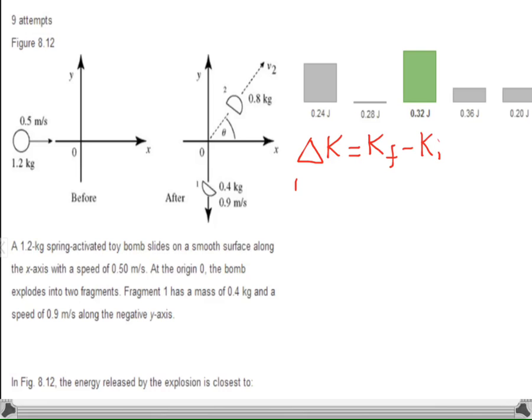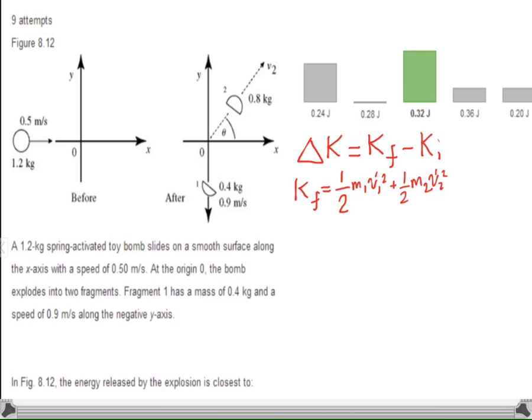What is Kf? Kf is equal to 1/2 m1 v1 prime squared plus 1/2 m2 v2 prime squared. These are the velocities after the explosion.